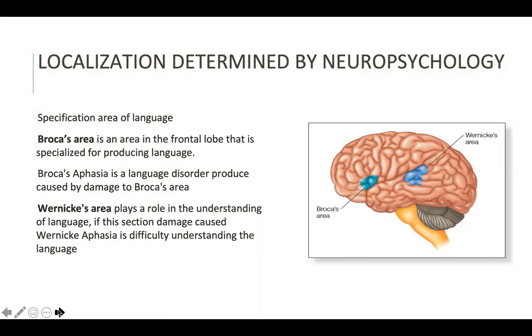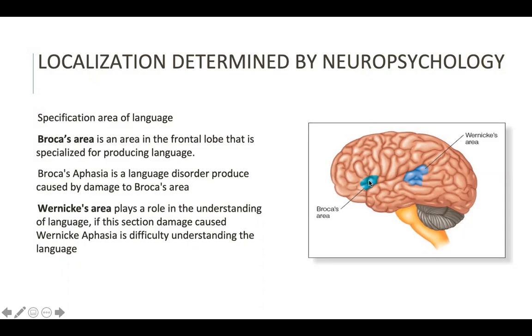But then in 1861, Paul Broca published work based on his study of patients who had suffered brain damage due to strokes that caused disruption of the blood supply to the brain. These strokes caused damage to an area in the frontal lobe that came to be called Broca's area, as you can see in this figure.